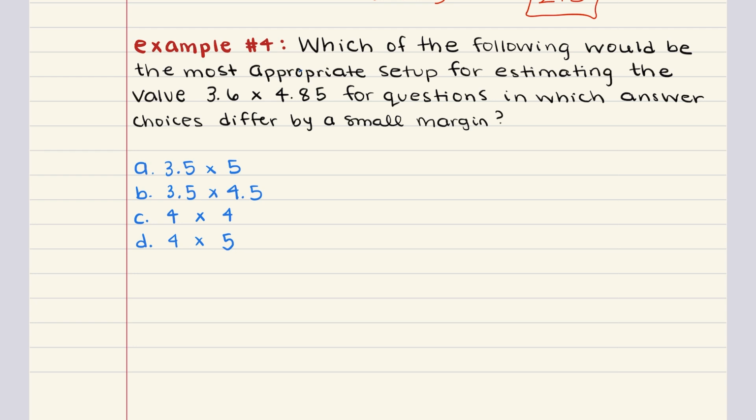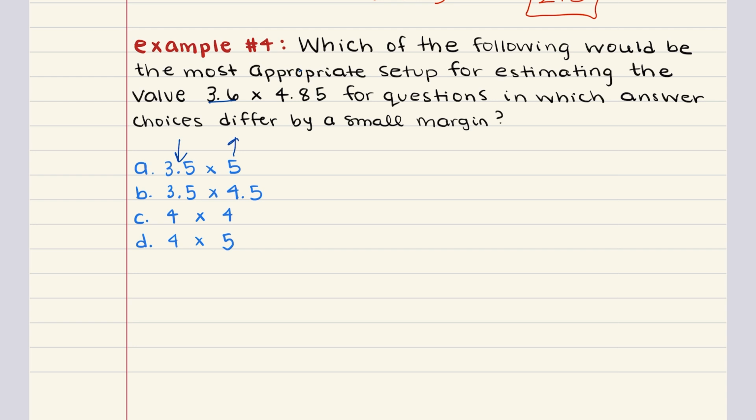In answer choice A, we're rounding 3.6 down to 3.5, and we're rounding 4.85 up to 5. This is good. This follows our rule. We are rounding one up and we're rounding the other down, and it's not by a huge margin. Let's take a look at answer choice B.